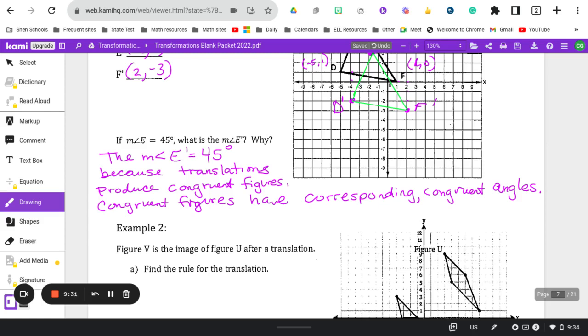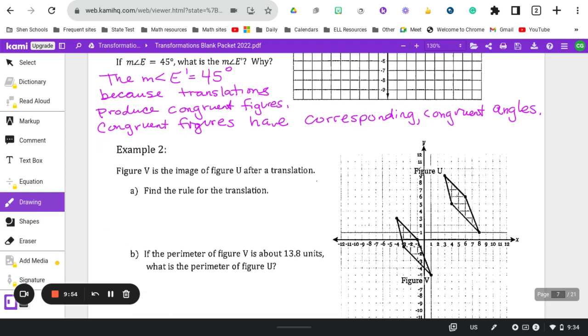So corresponding angles are the angles that match up. So D and D prime, E and E prime, F and F prime. Those are going to be congruent to each other in both congruent figures and similar figures. Angles are always staying congruent. So if you did not copy that down, pause the video and copy that.